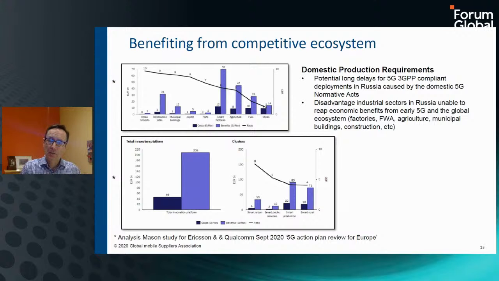And any production or domestic production requirements such as the 5G normative acts would have a significant impact in terms of 5G, 3GPP compliant equipment, and would delay 5G rollouts and would delay and disadvantage industries within the country benefiting from 5G. Next slide, please.